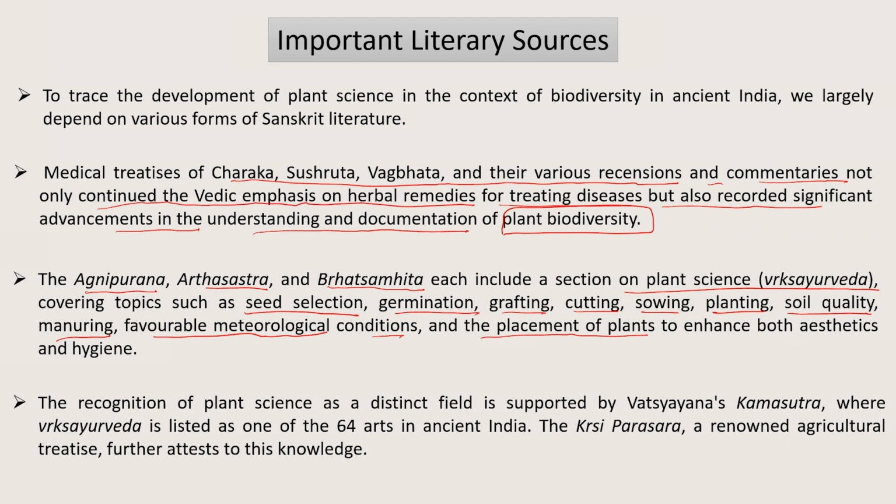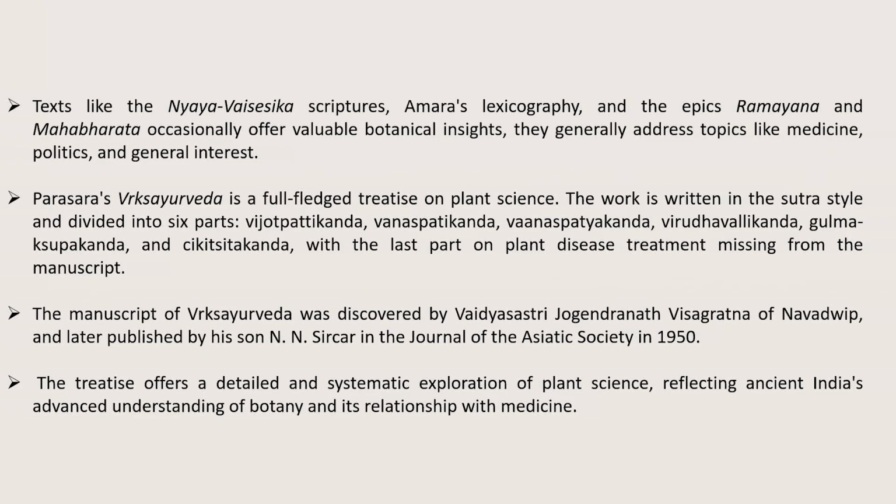The recognition of plant science as a distinct field is supported by Vatsyayan's Kama Sutra, where Vriksha Ayurveda is listed as one of the 64 arts in ancient India. The Krishi Parasar, a renowned agricultural treatise, further attests to this knowledge. Texts like the Nyaya Vaisheshik scriptures, Amarkosha's lexicography and the epics Ramayana and Mahabharata occasionally offer valuable botanical insight. They generally address topics like medicine, politics and general interest.